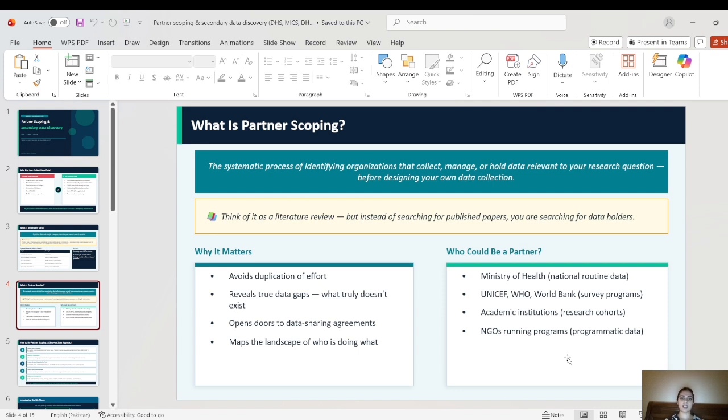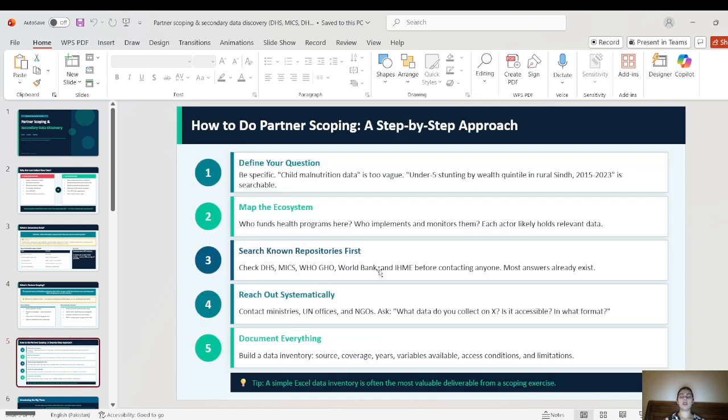Why does it matter? This is going to avoid duplication of efforts. This is going to reveal your true data gaps, what truly doesn't exist. It opens doors to data sharing agreements and maps the landscape of who is doing what exactly. And who could be a partner to you in this? Your Ministry of Health, your WHO, your World Bank, your academic institutions, your NGOs running programs, and that kind of thing could be your partners.